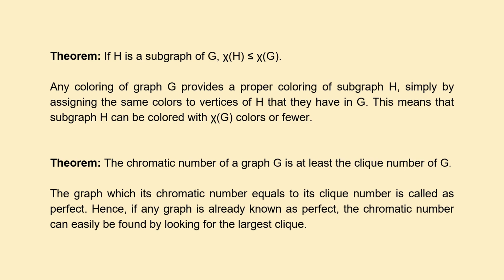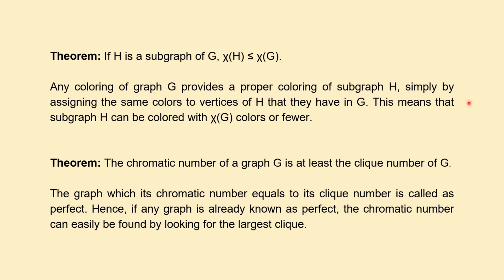Theorem: if H is a subgraph of G, then χ(H) ≤ χ(G). Any coloring of graph G provides a proper coloring of subgraph H simply by assigning the same colors to vertices of H that they have in G. This means that subgraph H can be colored with χ(G) colors or fewer.